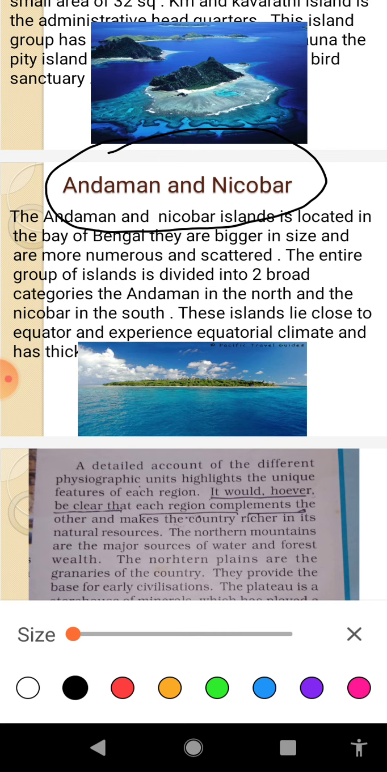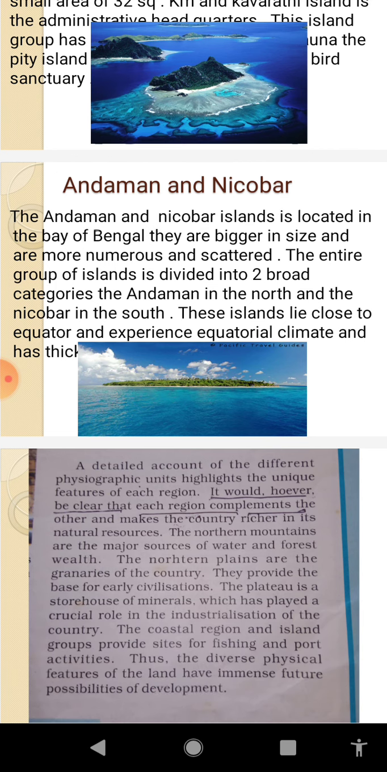Now, let us discuss some of the other features. These islands are of great strategic importance for our country, and just like the Lakshadweep Islands, they are also rich in diversity of flora and fauna. These islands are very close to the equator, so they experience an equatorial type of climate, and there is thick growth of vegetation in the Andaman and Nicobar Islands.